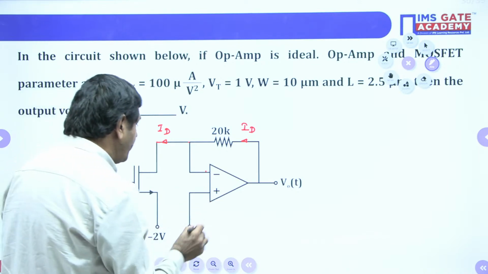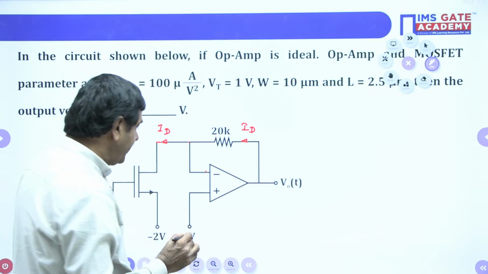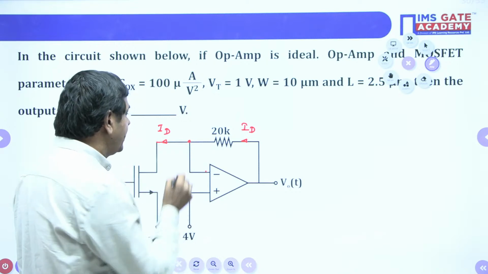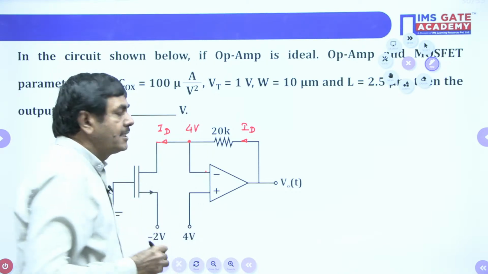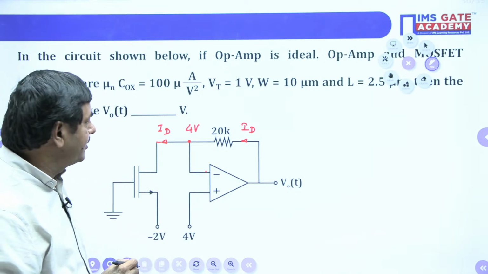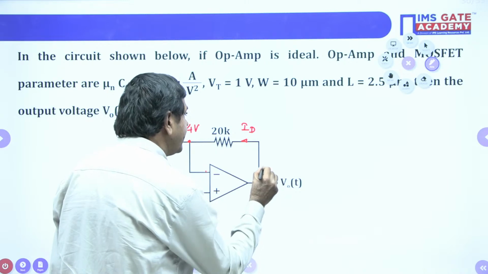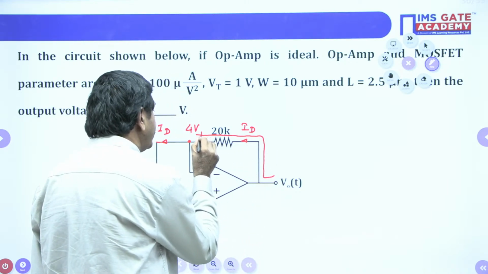And also one more point: V plus is given as 4 volts here. When V plus is 4 volts, V minus is also the same voltage. What voltage? The same 4 volts you can have here. This voltage is 4 volts. Once you get I_D, you can directly apply KVL in this direction.